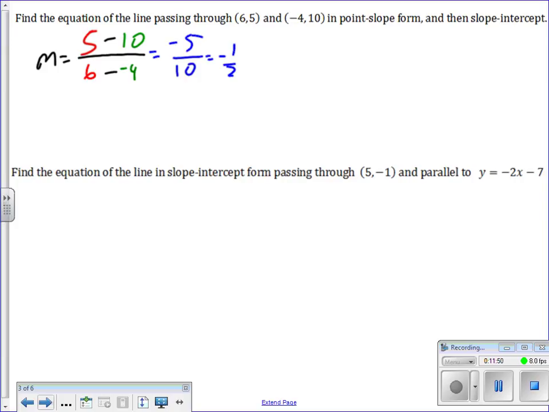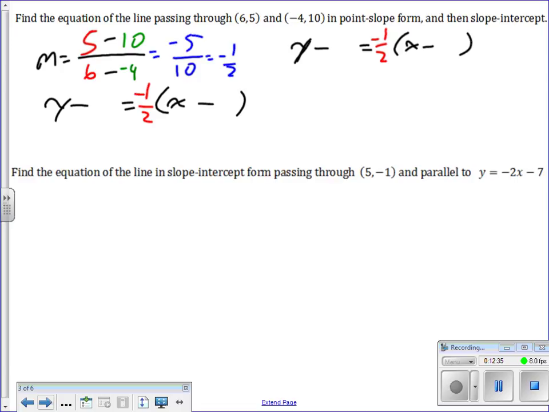Now, find the equation of the line passing through 6,5 and negative 4,10 in point slope form. There are two possible answers for this. They're both going to start out like that, and I'm going to put one over here. Point slope formula, and you fill in the blanks. The one thing they have in common is the slope. And then you put in the points.